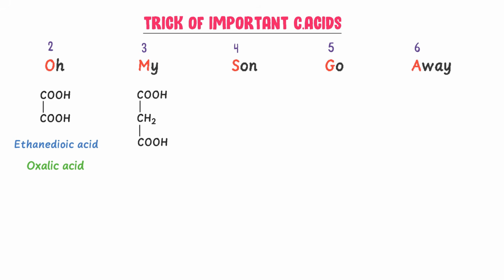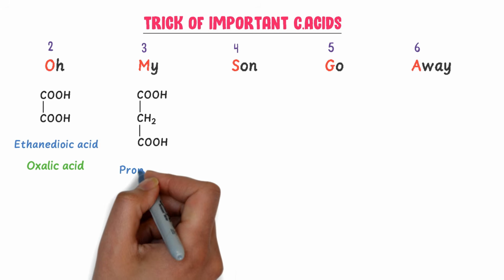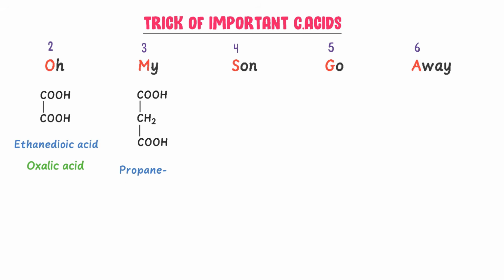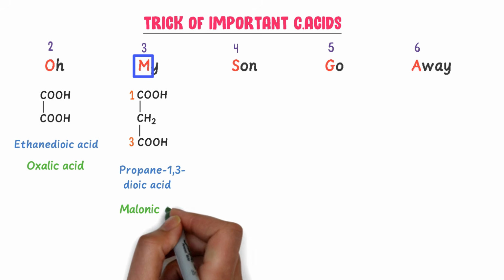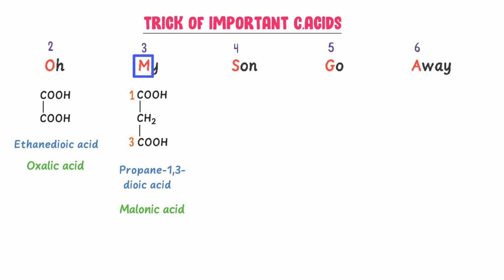Secondly, consider this organic compound. There are three carbons present in it. I write propane. The carboxylic groups are present at the first and third position. I write 1, 3. For these two COOH, I write dioic acid. I get propane-1,3-dioic acid. What about its common name? Well, M stands for malonic acid. So this is the IUPAC name and this is the common name of this organic compound.